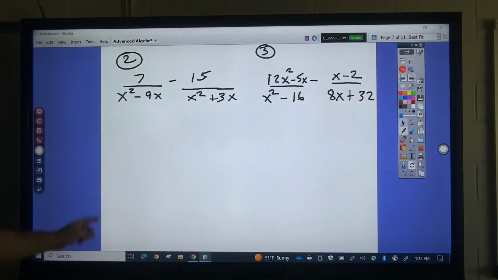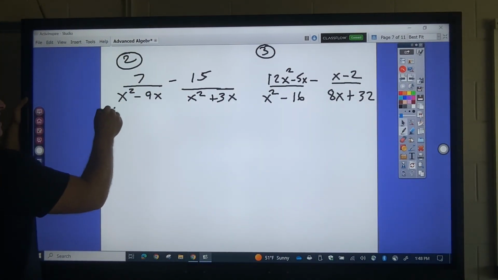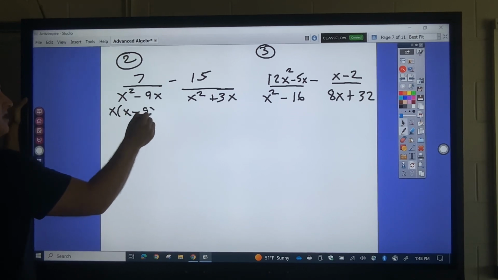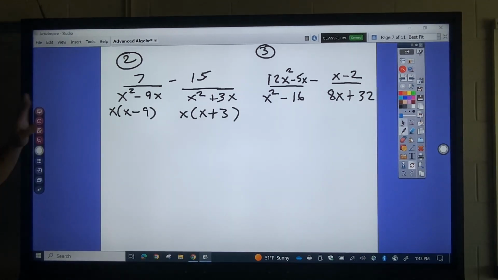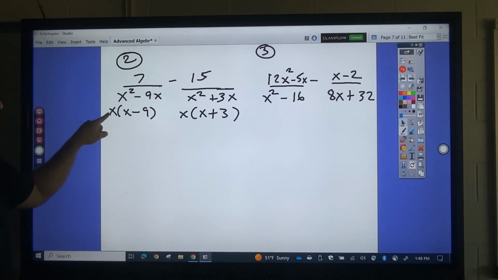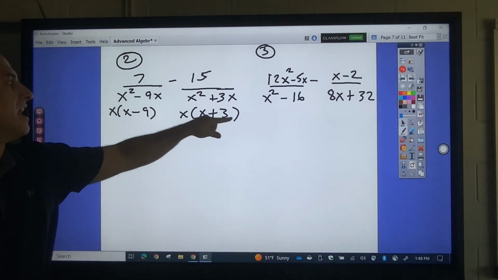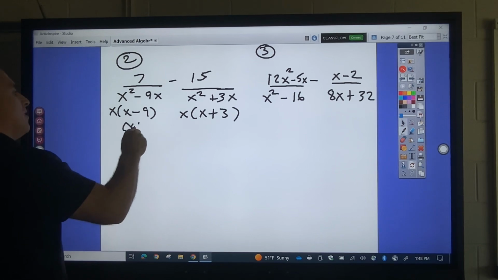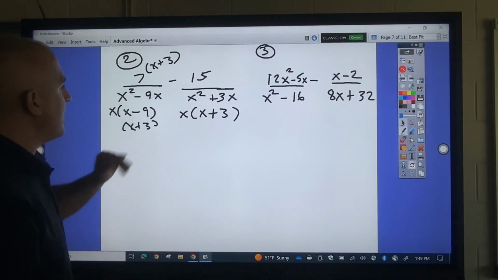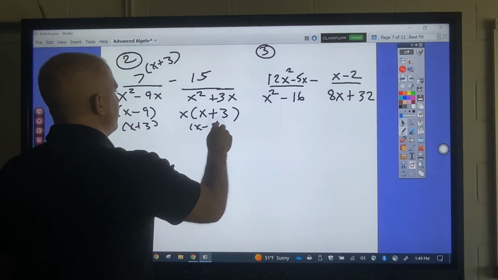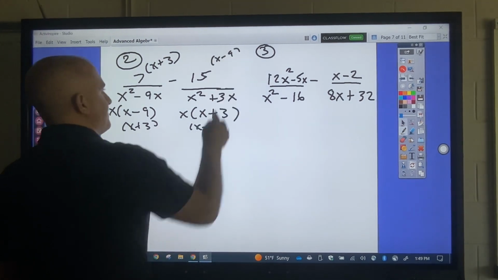Let's do another one. Now this one, I would have to take out an x, that'd be x minus 9. Take out an x, I got x plus 3. Now, what you gotta ask yourself, if I look at this, I got an x and an x, but this side doesn't have x plus 3, so I multiply this side by x plus 3, top and bottom. This side is missing an x minus 9, so I multiply that.